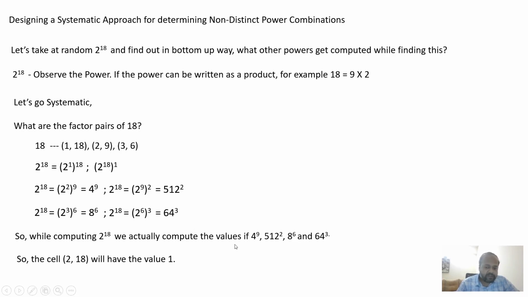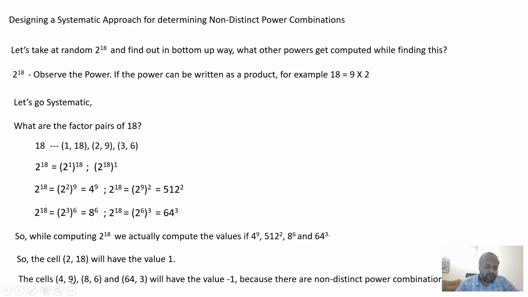But 2 power 18, because it is giving the values of the rest of the powers, 4 comma 9, 8 comma 6 and 64 comma 3, these cells corresponding to 4 power 9, 8 power 6 and 64 power 3 will have the value minus 1. So if you see, I have excluded 512 power 2. Why? Because our problem range is between 2 to 100 only, right? So that is the reason.